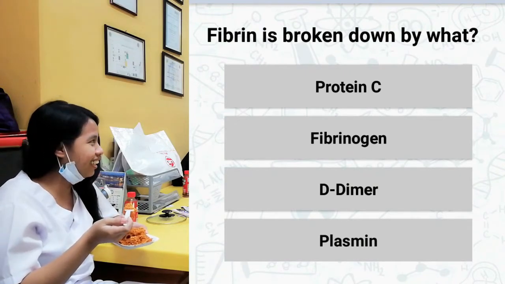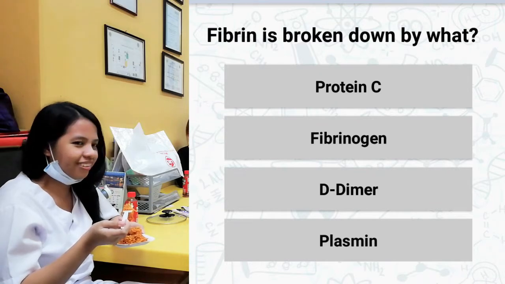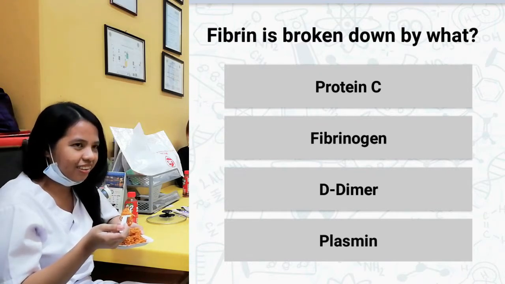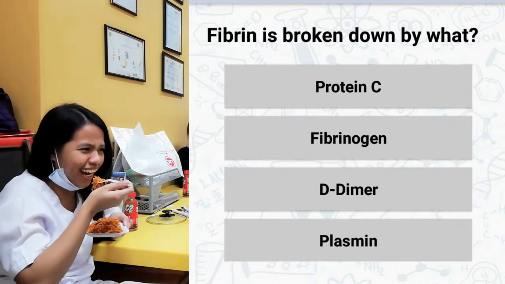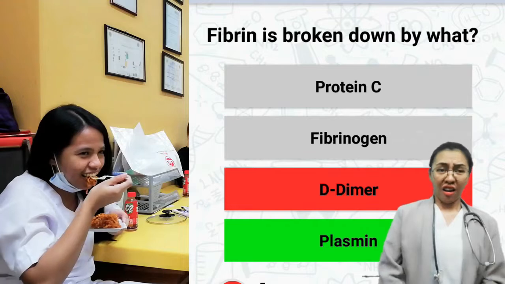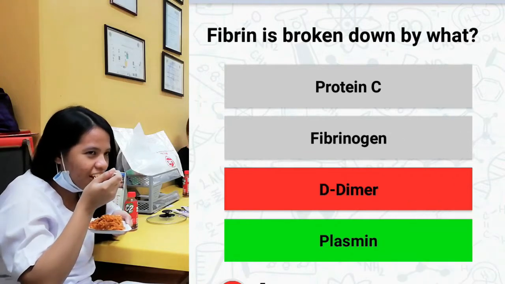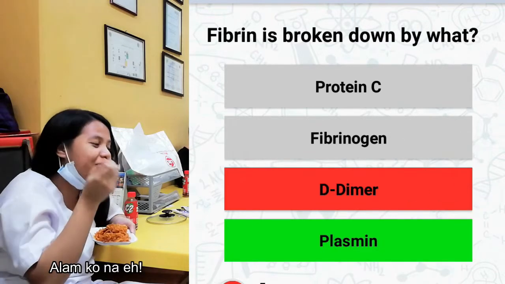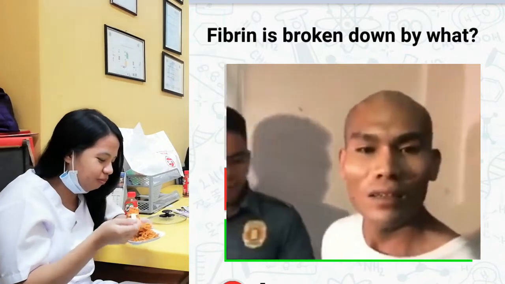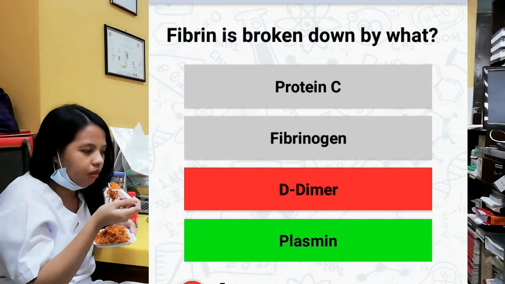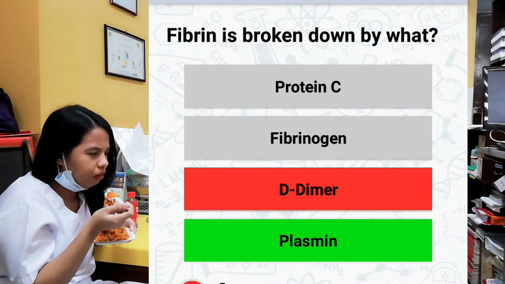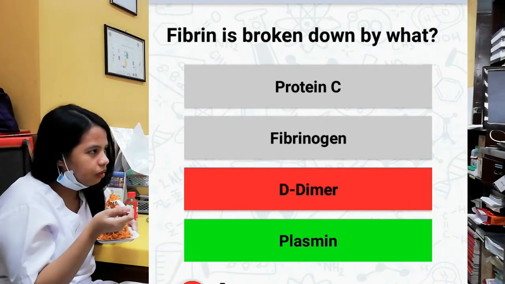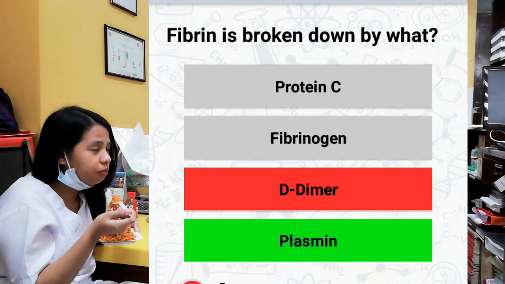May bingo rin kami. Ma'am Badet, fibrin is broken down by what? Letter A, protein C. Letter B, fibrinogen. Letter C, D-dimer. Letter D, plasmin. Same question. Letter A is protein C. Letter B is fibrinogen. Letter D is plasmin.